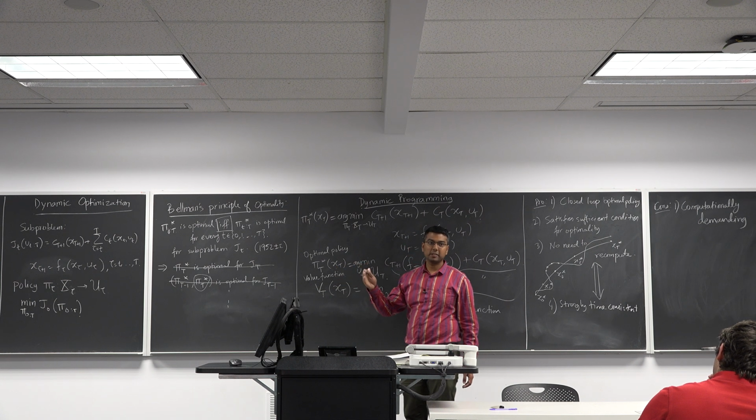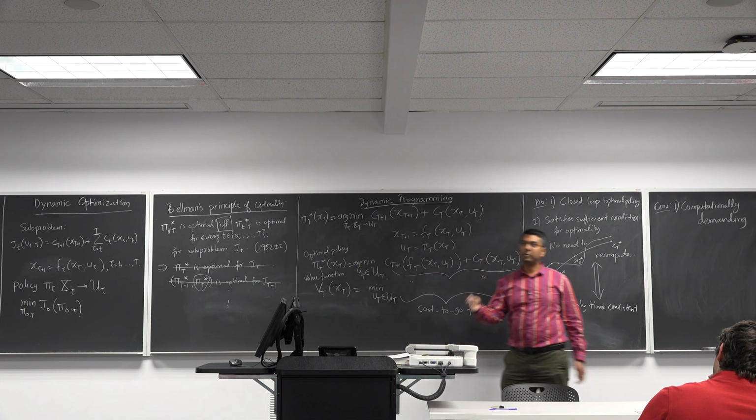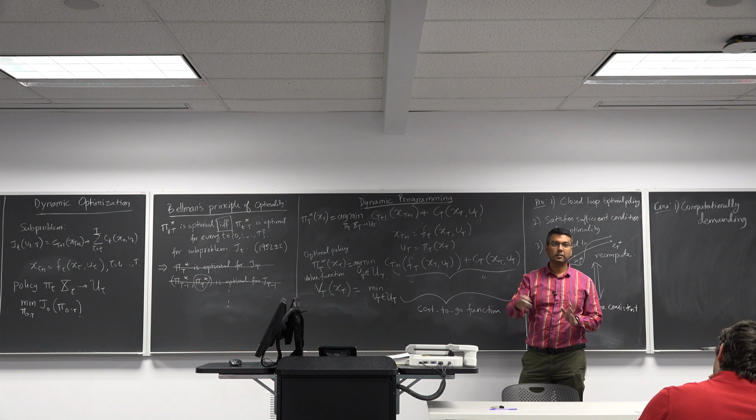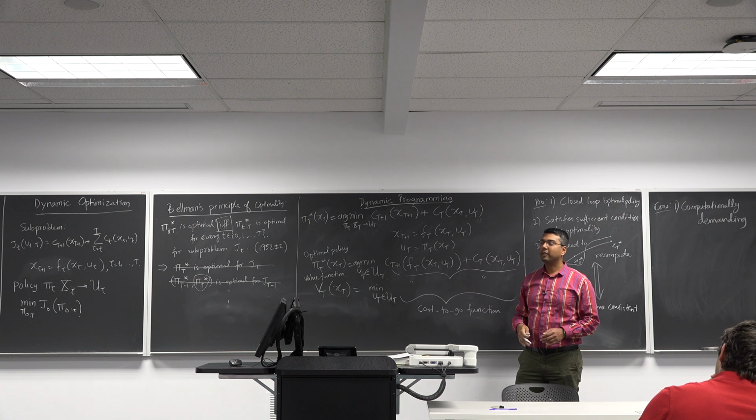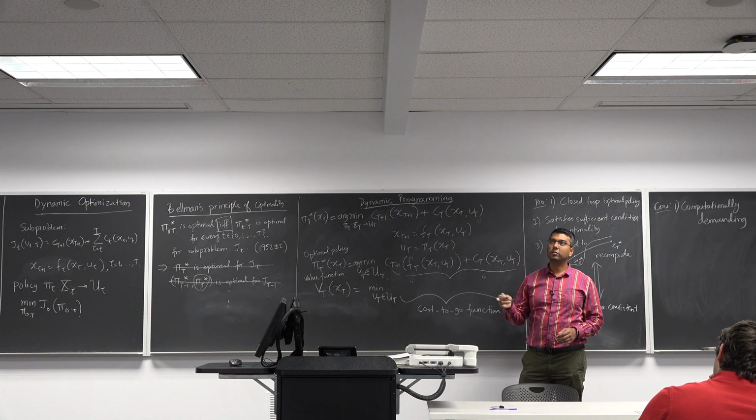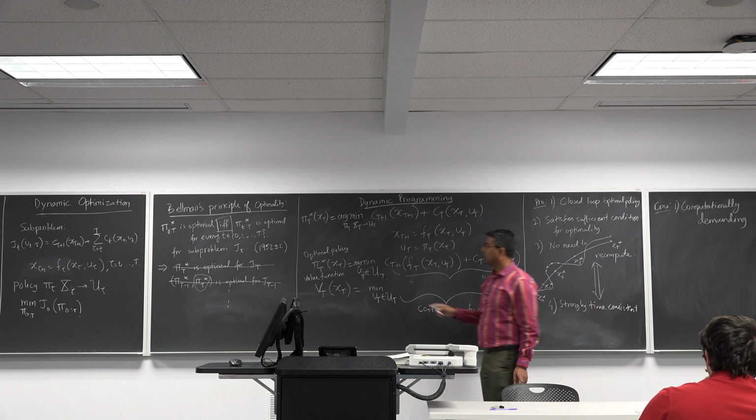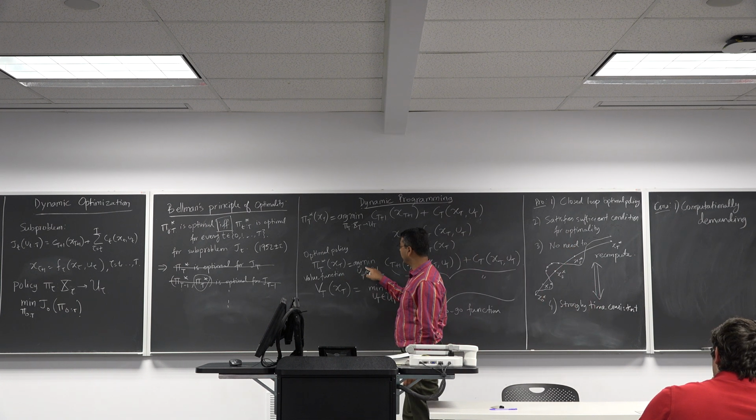Let's say it's a 5-dimensional space. You have 100 points along each of the dimension. Then you have 10 squared raised to 5, so 10 raised to 10 different states at which you need to compute this argmin.